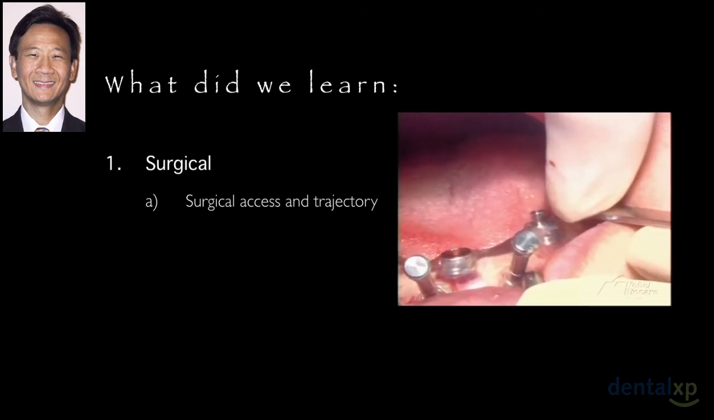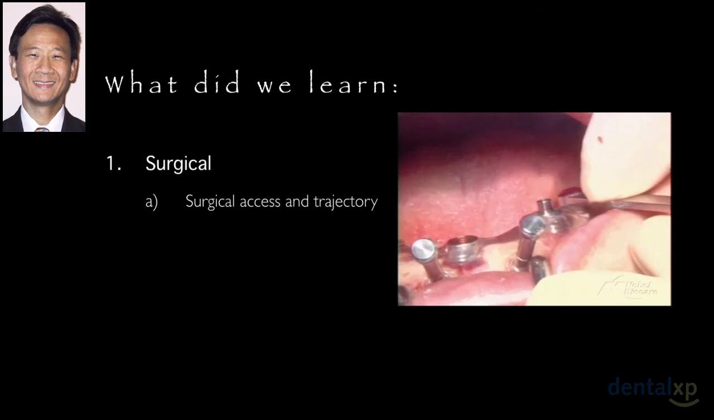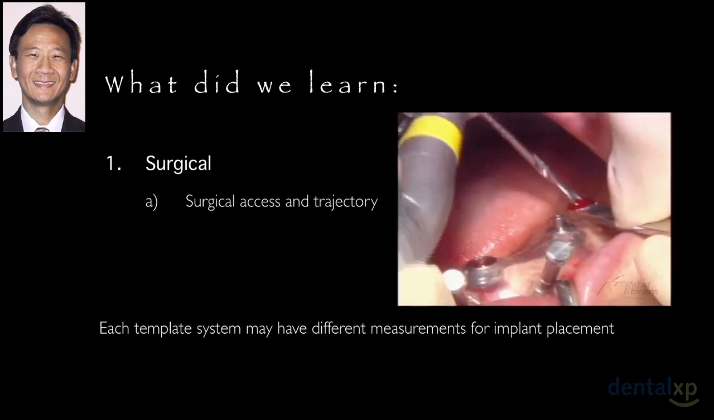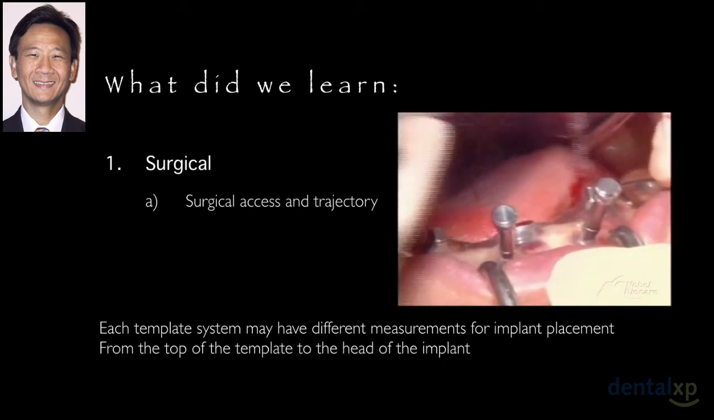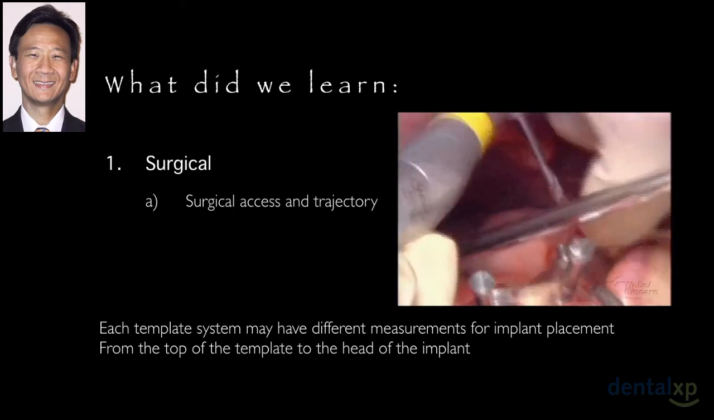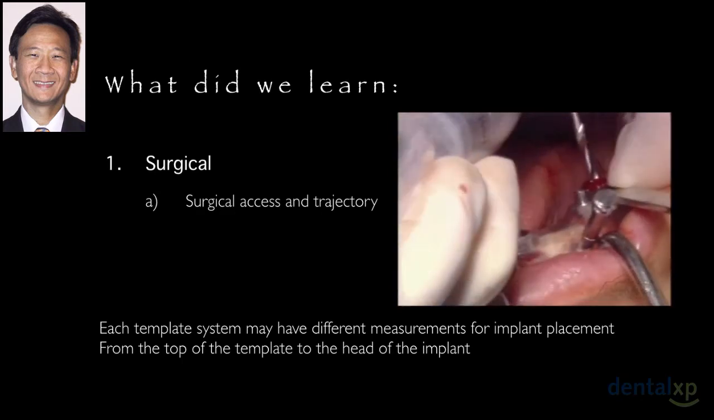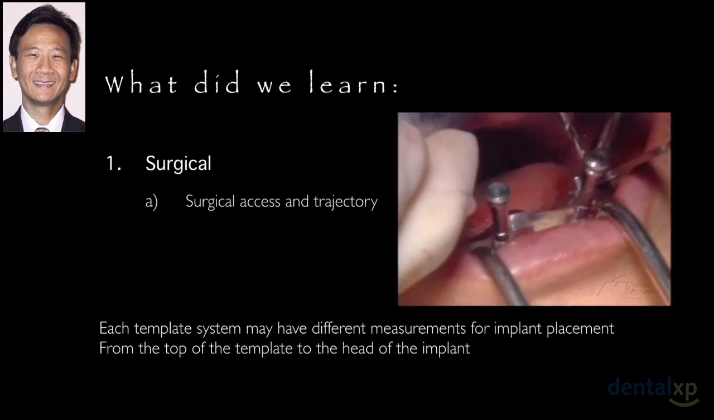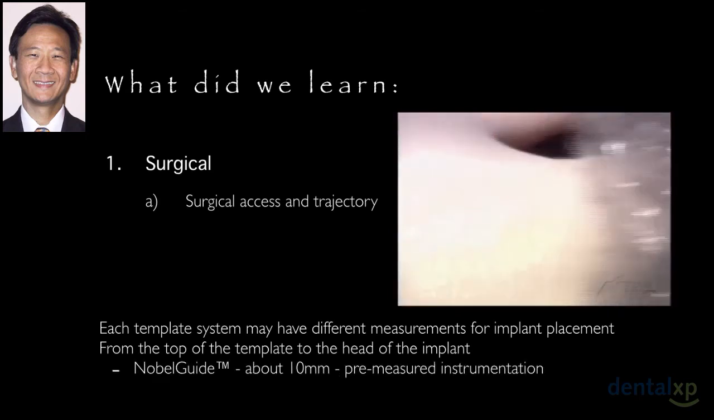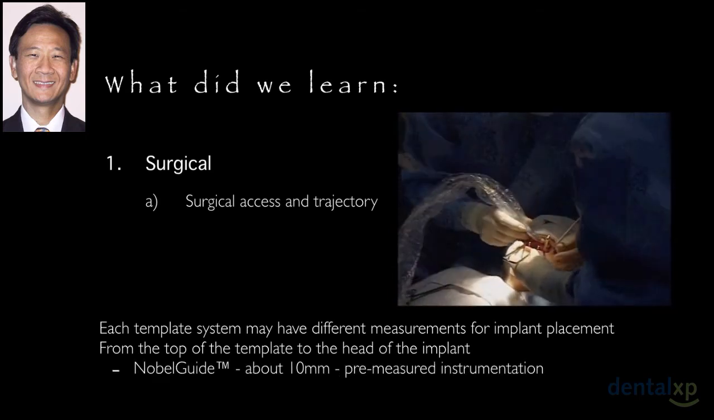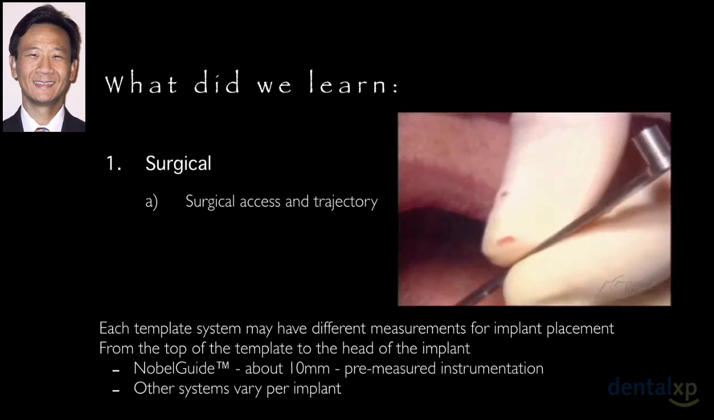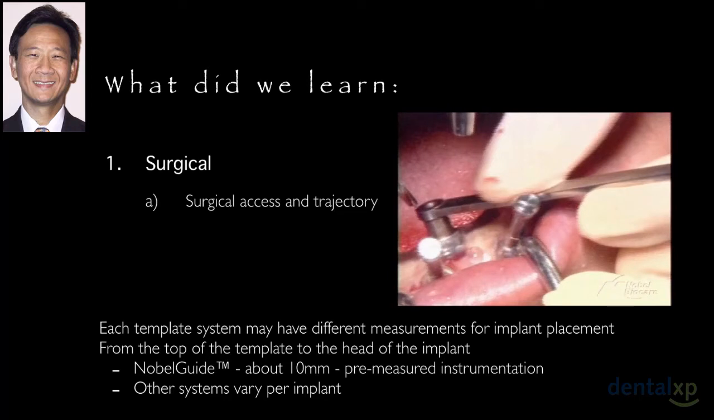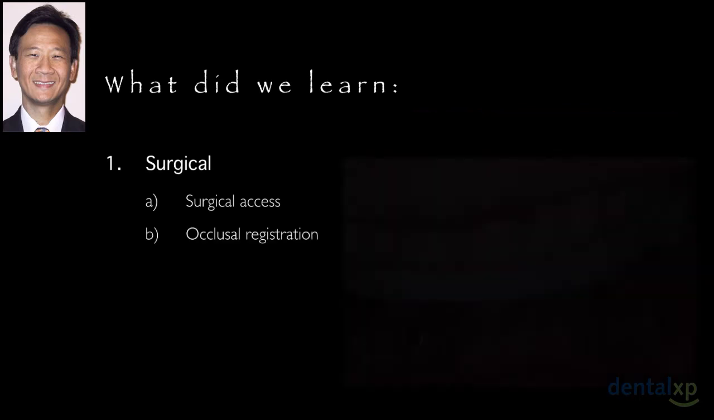Well, it's crucial about that access. What is the access of implant placement and the trajectory? And we really need to understand which system you're using, the template that is being used, because each system is different when we measure the top of the implant to the top of the template. What is that system and the depth? We have to understand about the XY axis, but how about that Z axis? With Nobel guide templates, these are all pre-measured with their instrumentation of about 10 millimeters, again from the head of the implant to the head of the surgical template. Other systems may vary per implant, so it will vary per size, and we need to make sure that we have the right measurements for that surgical access and trajectory.